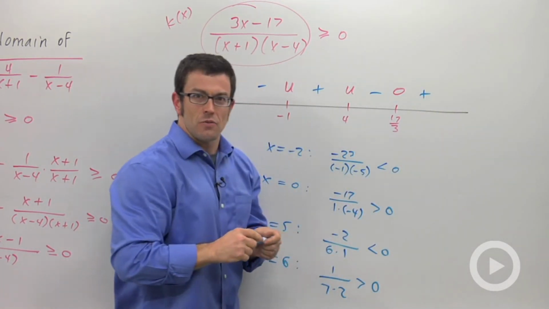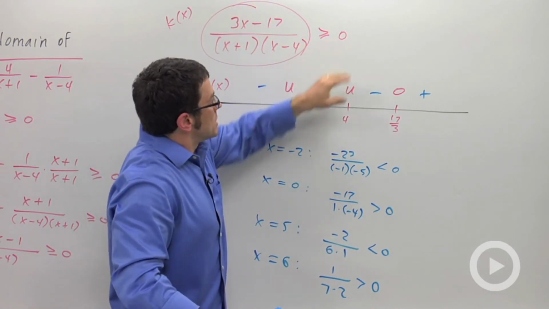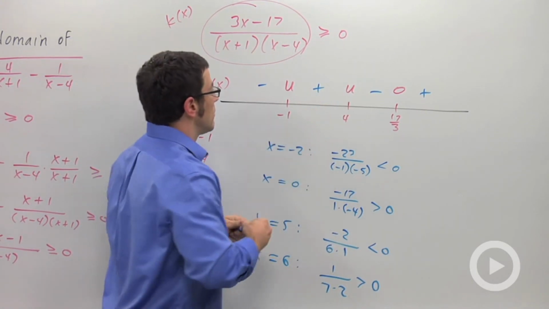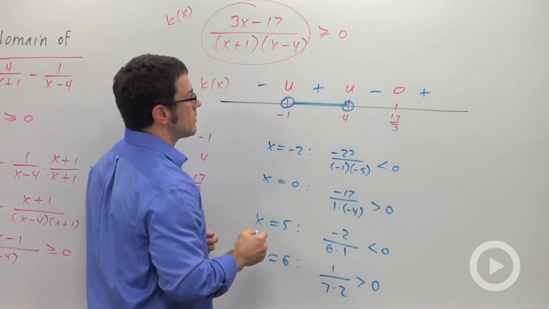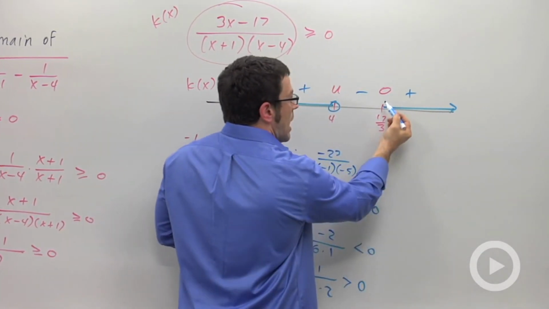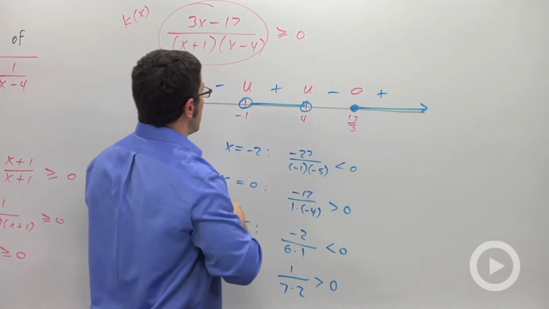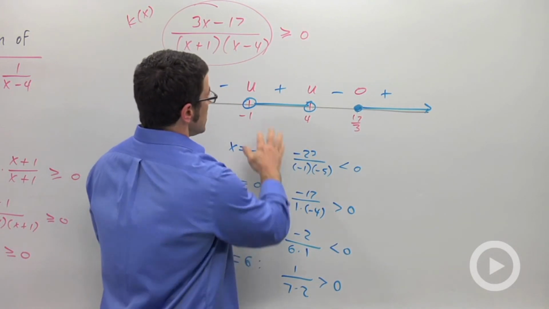Now, let's remind ourselves what we were looking for. When is this expression greater than or equal to 0? Well, it's greater than 0 between negative 1 and 4. It's greater than 0 over here. And it equals 0 here, and that's okay too. That's okay for our domain. But we've got to stay away from negative 1 and 4 because the rational expressions are undefined there. So this is going to give us our domain, this interval and this interval.